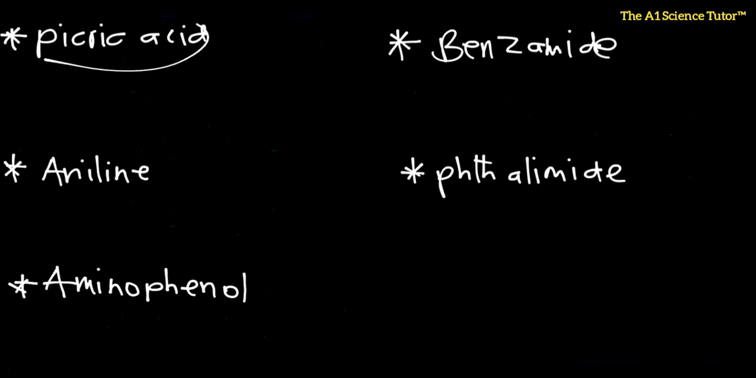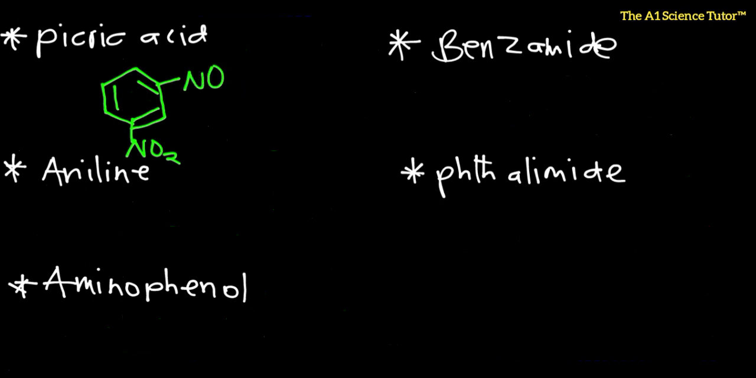So let us start with this one. The structure of picric acid. So first of all, you know that there must be a benzene ring. And then it will carry 3 nitro groups at these particular positions. So this is what you're going to have. And there will be an OH group at this position. So this is basically the structure of picric acid.